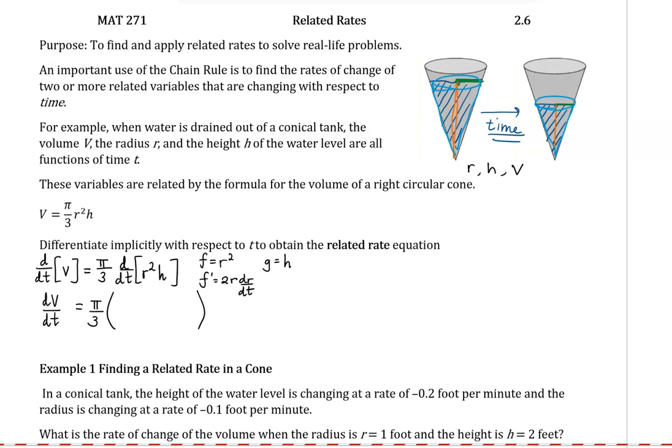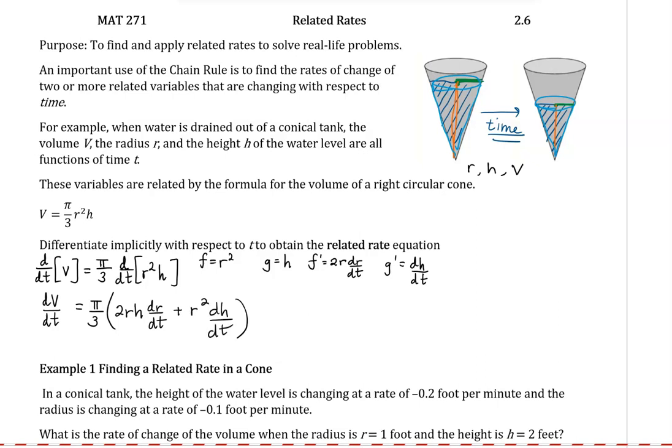And r is changing over time, which means that r has a derivative. It is dr/dt. Now to take g prime, we want to take the derivative of h, but h is changing over time. So h has a derivative, and it is dh/dt. So now that we have all four of those pieces, we can apply f prime g plus g prime f to finish getting the derivative using the product rule. So here is our f prime g, and to this we will add g prime f.